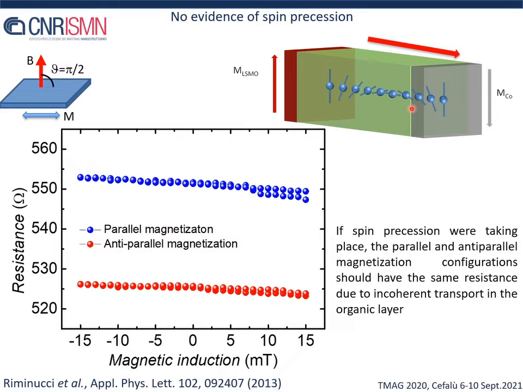Therefore, with a magnetic field applied perpendicular to the device, the state with the magnetizations of the electrodes parallel to each other and the one with the magnetizations prepared in the antiparallel configuration should show the same conductance. Instead, what we observe is that the two magnetoresistive states survive the application of the perpendicular magnetic field. Therefore, no spin precession occurs in our devices, contrary to what is expected.